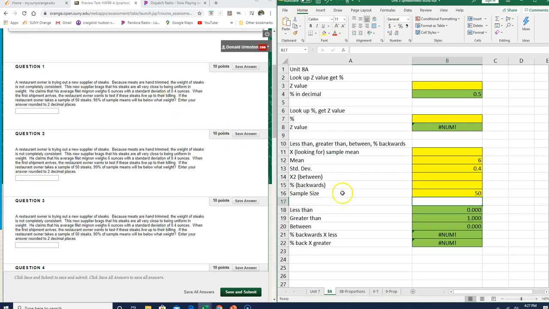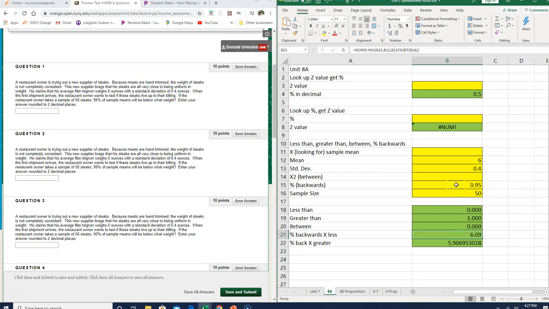Now I need my percent backwards. Okay, I'm going to put it in as a decimal, 0.95. There it is. Now I don't need the x looking for. I don't need the other x between because I'm not doing that. I'm doing a backwards problem. So I want to know 95% of the sample means are going to be below what value. Here I am, backwards x less than, 6.09. Yeah, it says 2 decimal places for the answer, so I'm going to shrink this down.